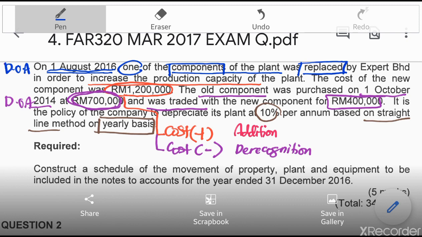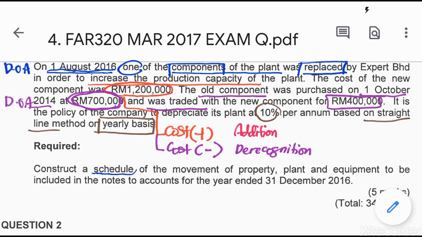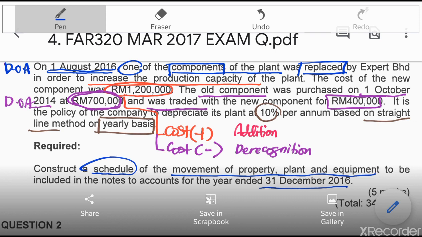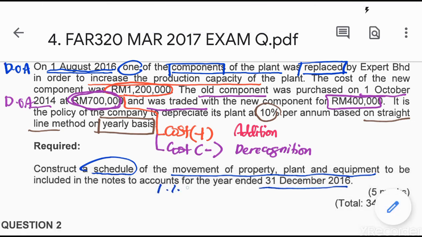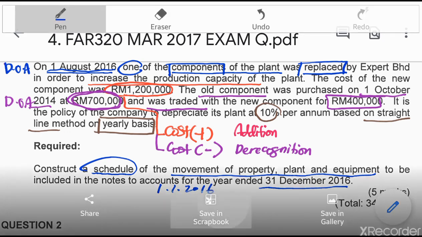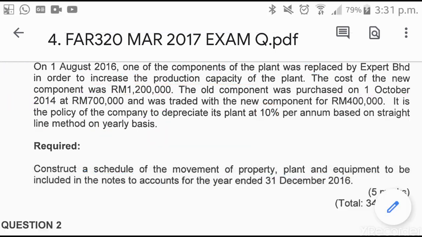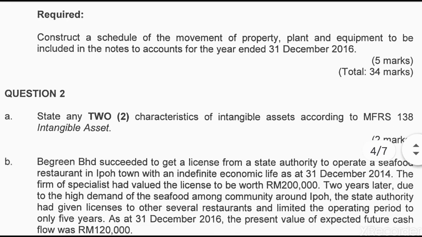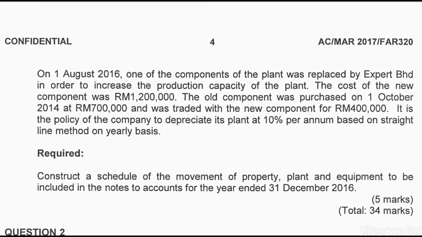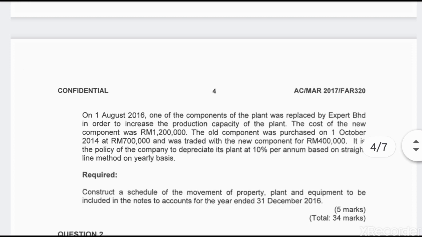Before we can construct the schedule, or the movement of the PPE, look at the year end. So you are just asked to do this for 31st of December. So when we say 31st of December, it starts on 1st of January 2016, and this is just going to be for the plant. That is for 5 months. So let us look at how we work it out.